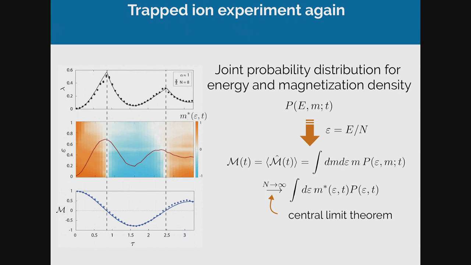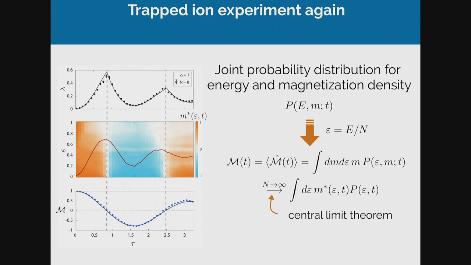So why am I doing that? I'm doing that only to show you that the full magnetization you can decompose spectrally as an integral over energy density, involving the probability to be at that respective energy density and the corresponding magnetization at that energy density, okay?